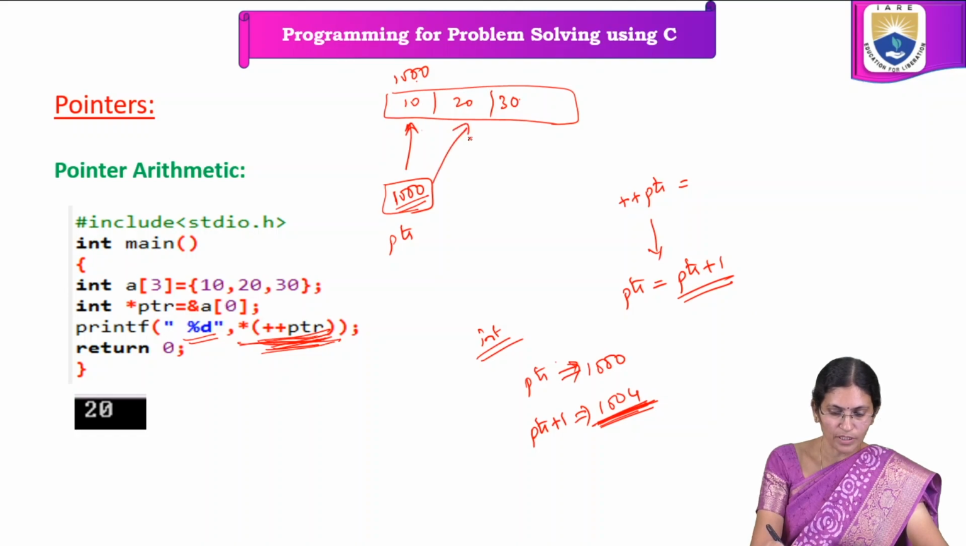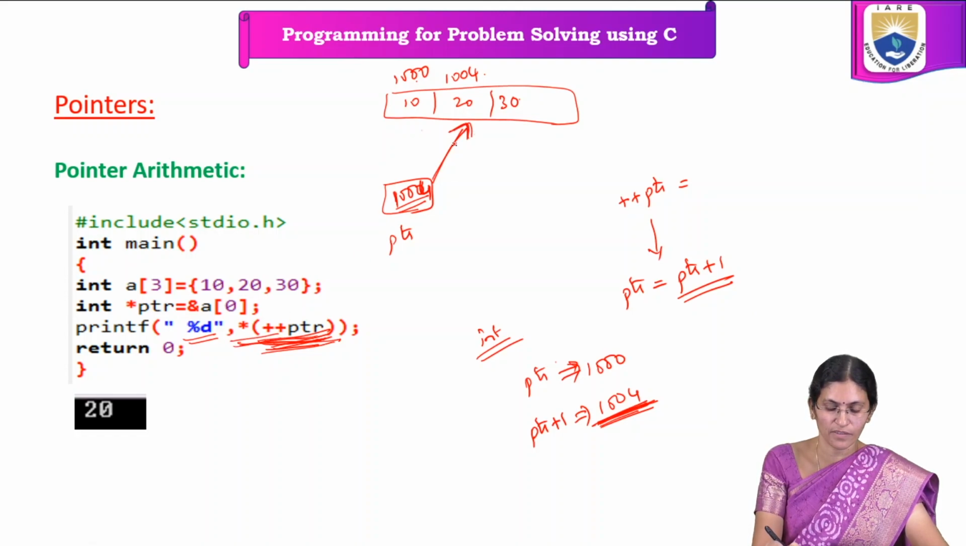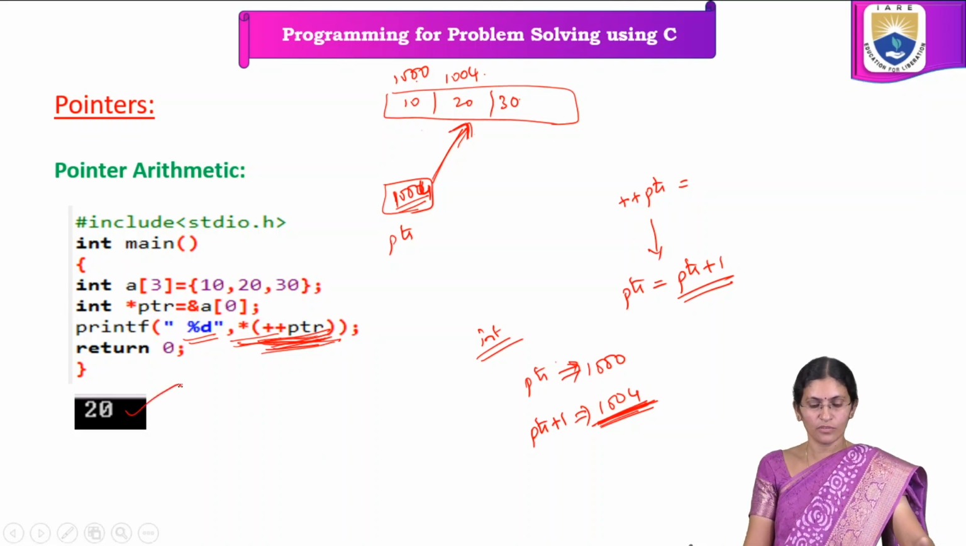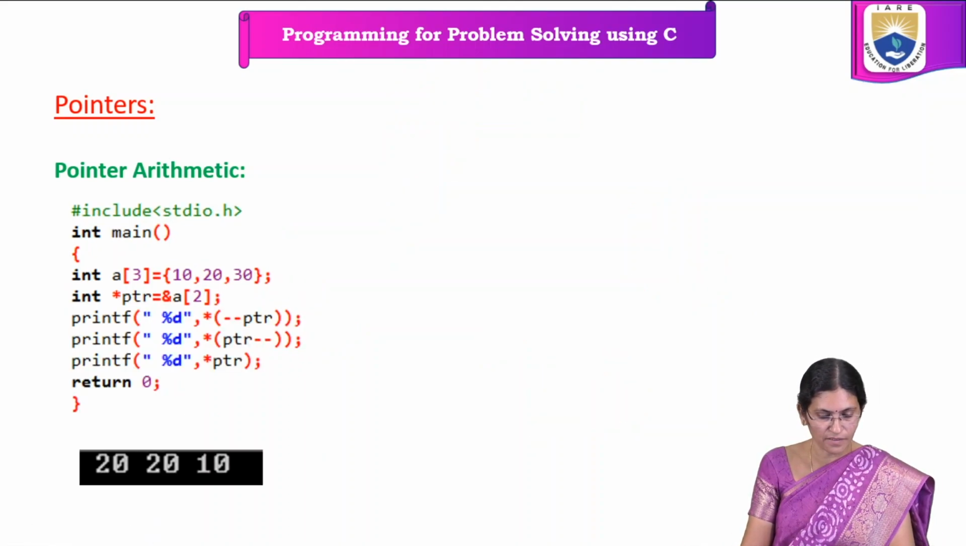Now, at this particular memory location, first PTR is incremented by 1, so it will point to the next element. The corresponding value will be stored here, so now it will store 1004. And then at this location, we are dereferencing the value at this address. The value at this address is 20, so 20 is the output. So this is how we can evaluate this statement.